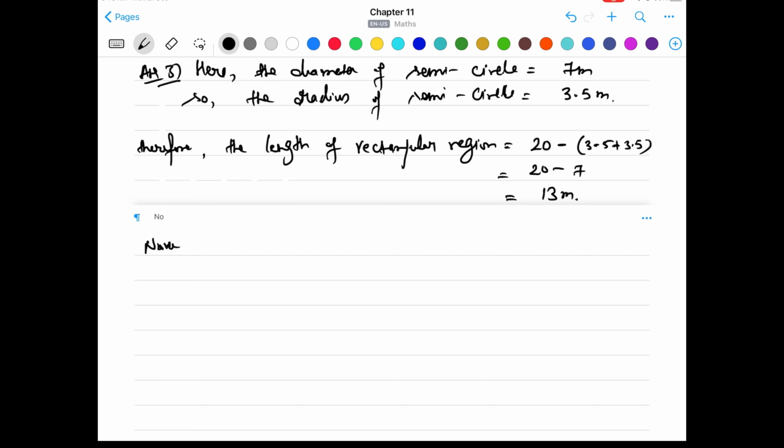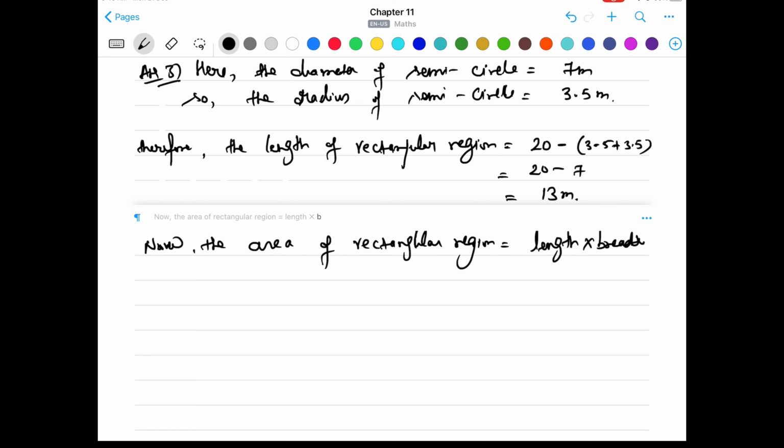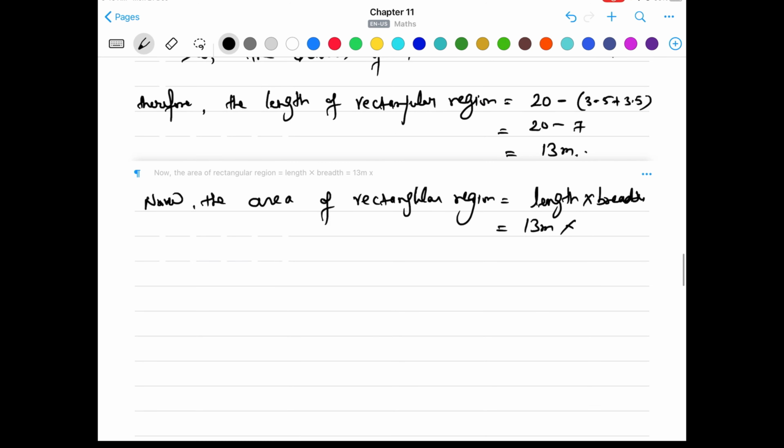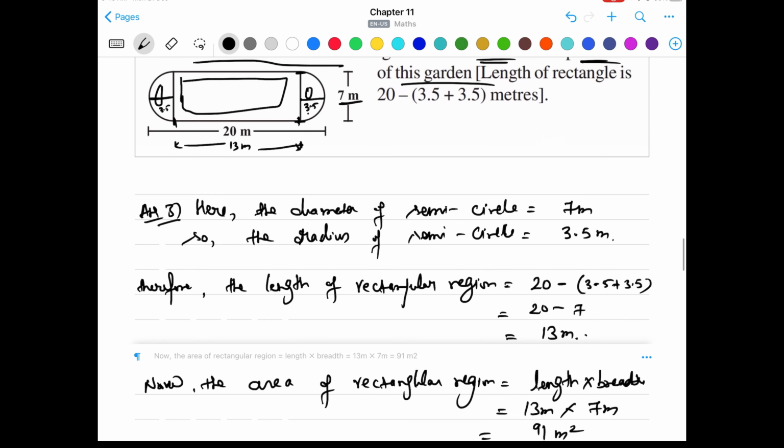Now the area of rectangular region is length into breadth. Length of this is 13 meter and breadth is this length which is given here, 7 meter. So 13 meter into 7 meter, total will be 13 into 7 is 91 meter square. So we got the area of this rectangular region.